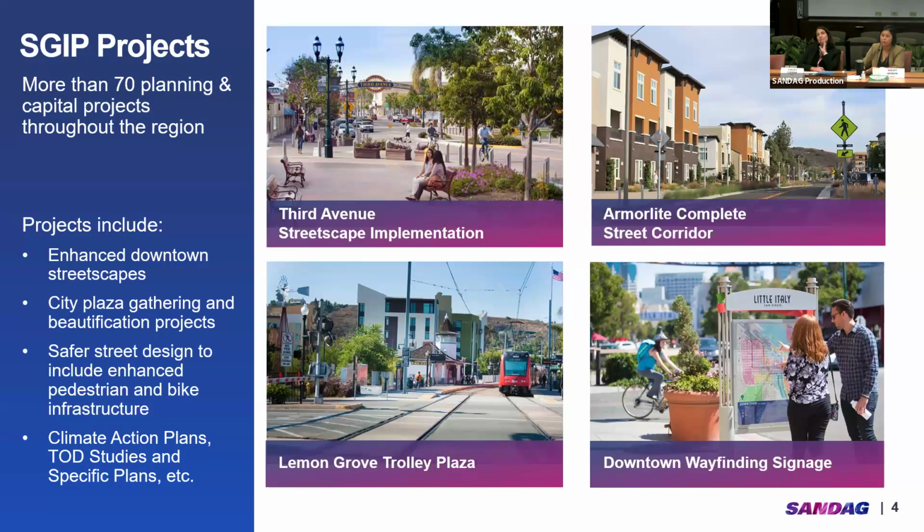To date, the Smart Growth Incentive Program has funded more than 70 planning and construction projects. Additionally, the projects that have been awarded have also leveraged an additional $47 million, bringing the regional total investment into smart growth projects to just over $100 million.